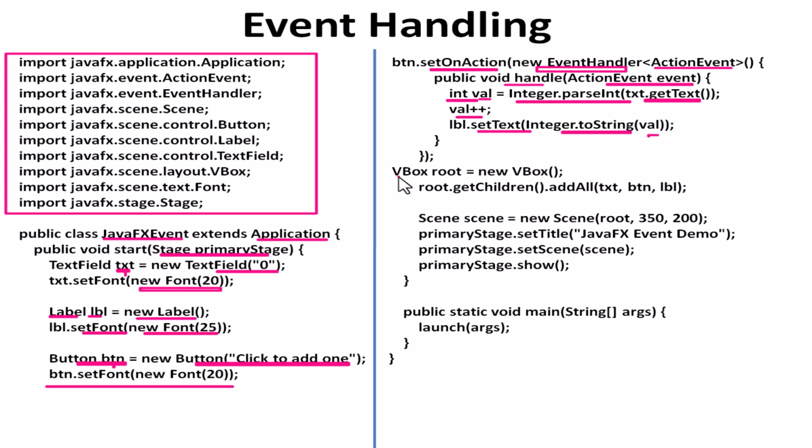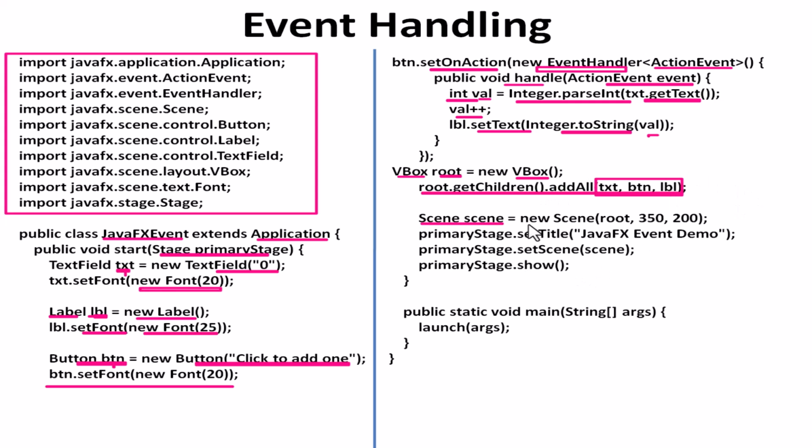Next, here you are going to add the vbox root. Now a vertical box will be added. Now the root is going to get the children: the button, label, and text box. So three things we have incorporated: text, button, and label are the objects. btn is an object, label is an object, and similarly text is an object. So these three fields we have included.